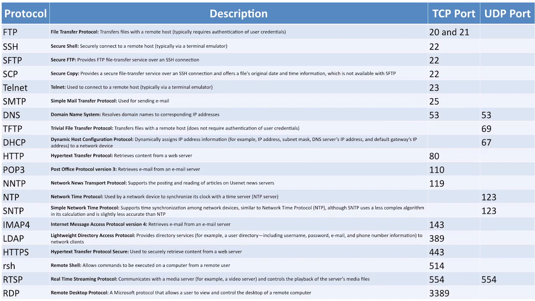And notice that NTP uses port 123, but it's a UDP port. Same thing with SNTP, Simple Network Time Protocol. It also is going to allow network devices to learn their time from the network. However, the algorithm that it uses is not as complex as NTP, and therefore it might be a little bit less accurate.